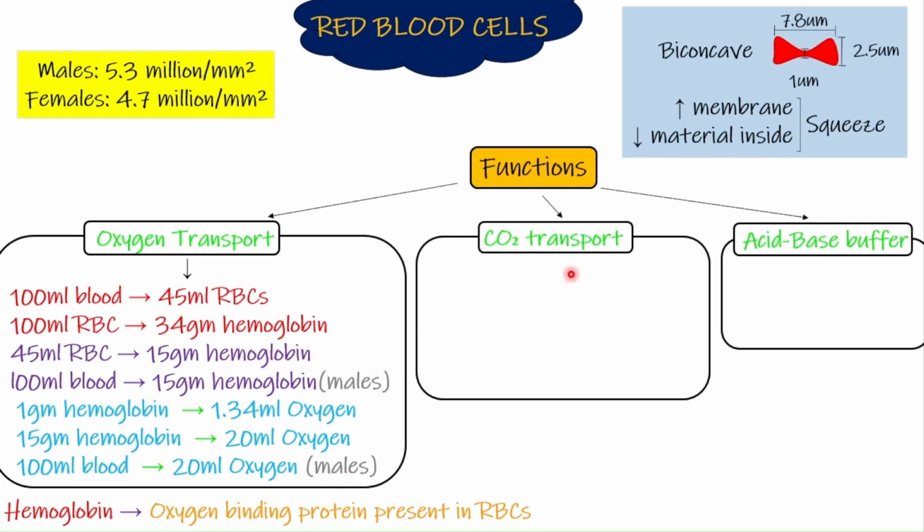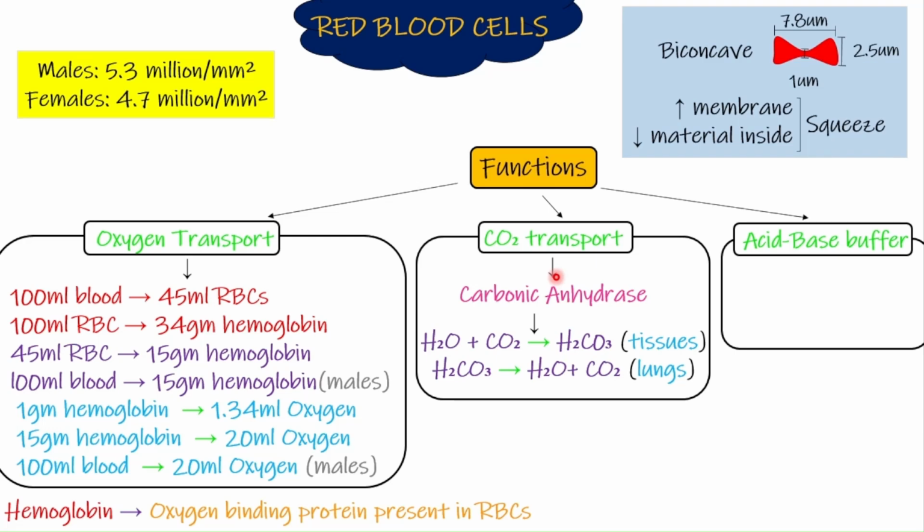Now coming to the next function, which is carbon dioxide transport. As the blood can carry oxygen, which we have discussed in detail, the blood also carries carbon dioxide from the tissues to the lungs, from where it is exhaled out. Inside the red blood cells, water reacts with carbon dioxide, converting it into carbonic acid, H2CO3. So the carbon dioxide will travel in the blood in the form of carbonic acid.